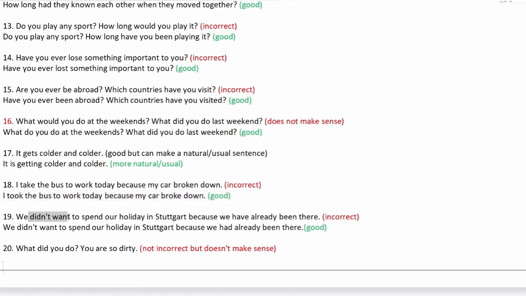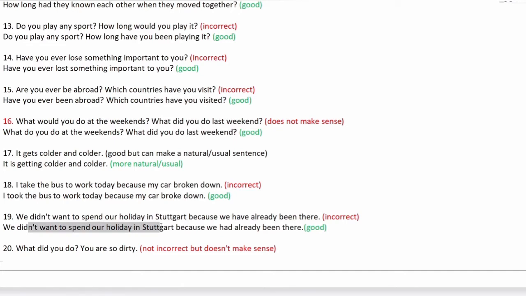Okay, 19. We didn't want to spend a holiday in Stuttgart because we have already been there. Now see, we didn't want to spend a holiday. Why? Because we have already been there. Which tense are you in? It's confusing to the listener, to the reader.